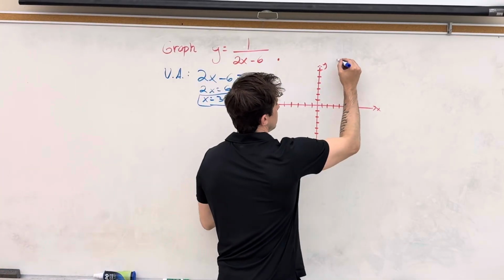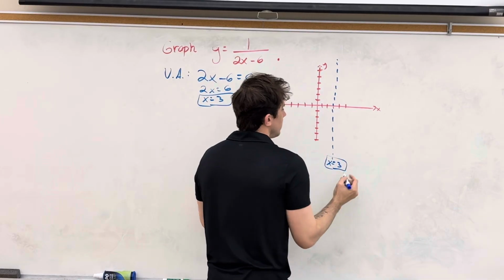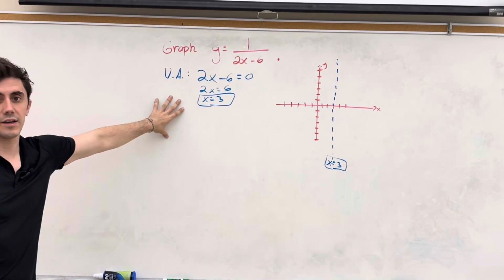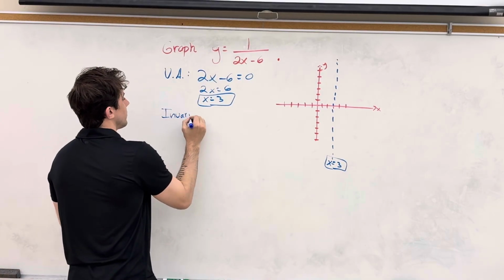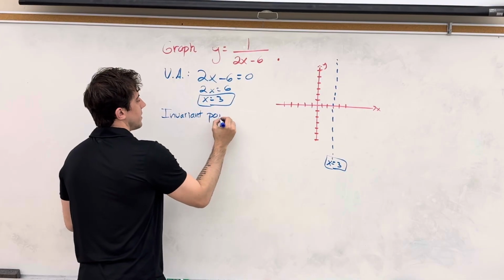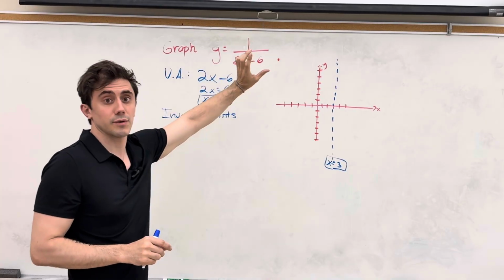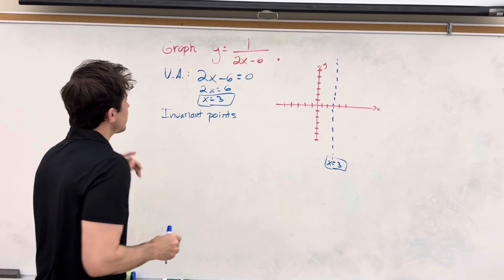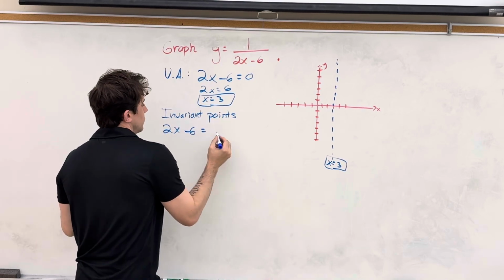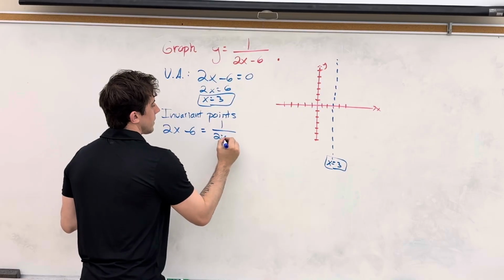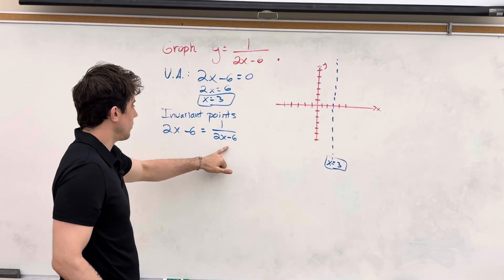So this is like a vertical barrier with equation x is equal to 3, where no points on our function can lie. Okay. Now we have invariant points. Our invariant points are the points that would not vary if we graphed just 2x minus 6 rather than its reciprocal. And that's going to be the case when 2x minus 6 is equal to 1 over 2x minus 6. But if we ask ourselves, when is that going to be the case?